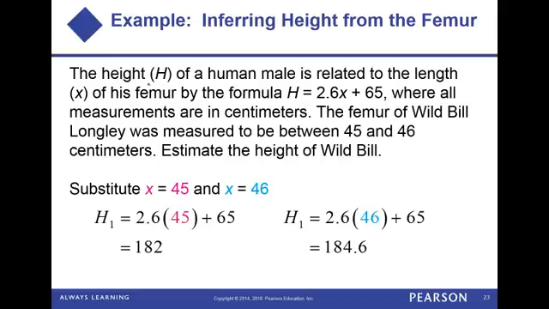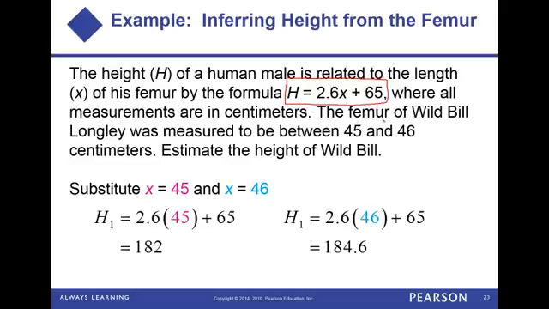But one way to model, or at least one formula here that we're using, is whether we can determine the height of a person based upon the length of their femur. The femur is the longest bone in the body. It's the bone from your hip to your knee. And there it is. The formula is h is equal to 2.6x plus 65.